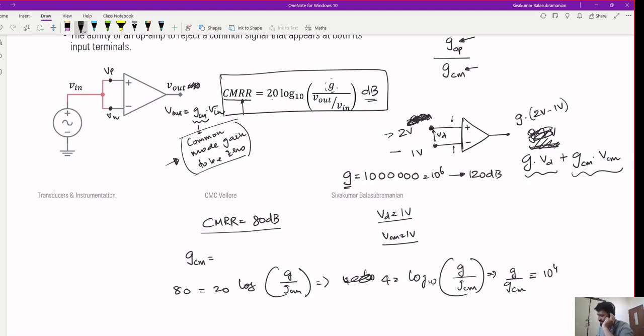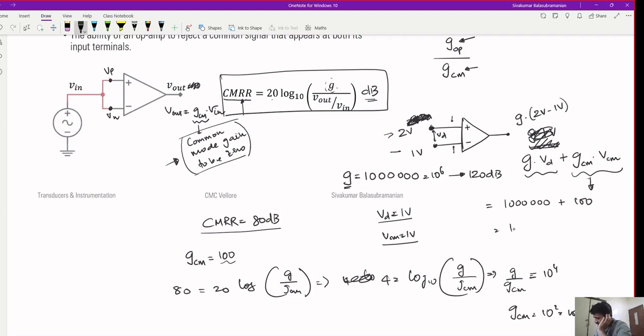Your G is 10 power 6. That means your GCM has to be 10 power 2, which is 100. Right? So your common mode gain is 100. So now tell me what will be the output. The output will be, VD is 1 volt, VCM is 1 volt, so G is 10 power 6, plus what will be the contribution because of this term? It will simply be 100 into 1. Yeah, so it will be 100.